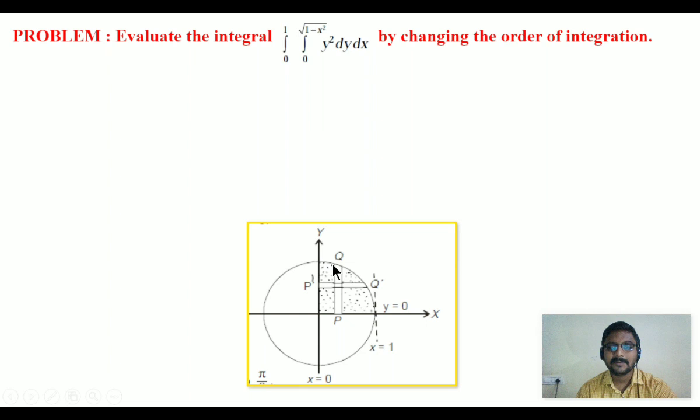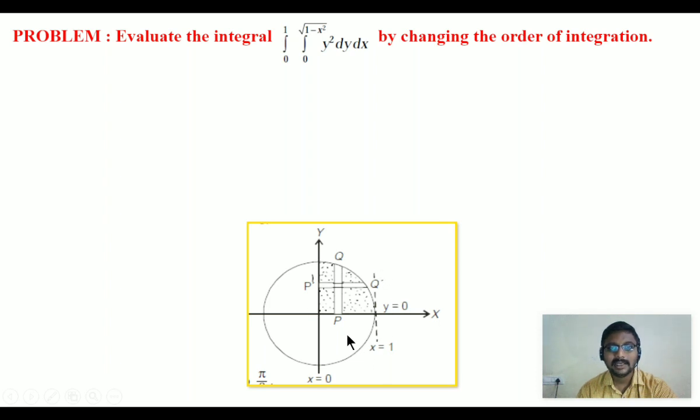So the rough sketch is the region taken with respect to the y limits here, that is y equal to 0 means the x axis and y equal to root of 1 minus x square means the circle having center at origin and radius 1 unit. And we will have x limits, x equal to 0 and x equal to 1. X equal to 0 means the y axis. X equal to 1, that line is parallel to the y axis.